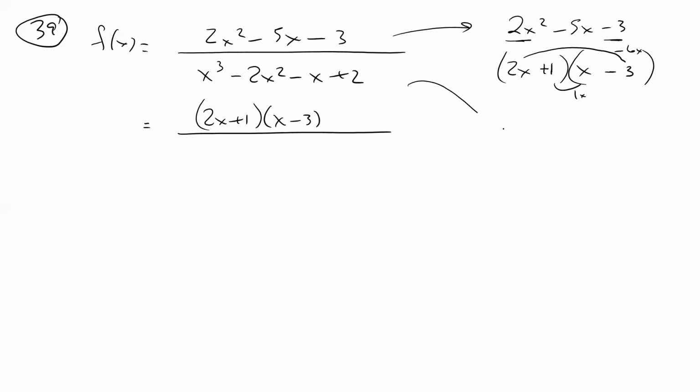Okay, now we're going to do the bottom as well here. This one has 4 terms. Do you guys remember that little 4-term stuff with factoring, something called, a long time ago, the grouping method? It's when you have 4 terms.